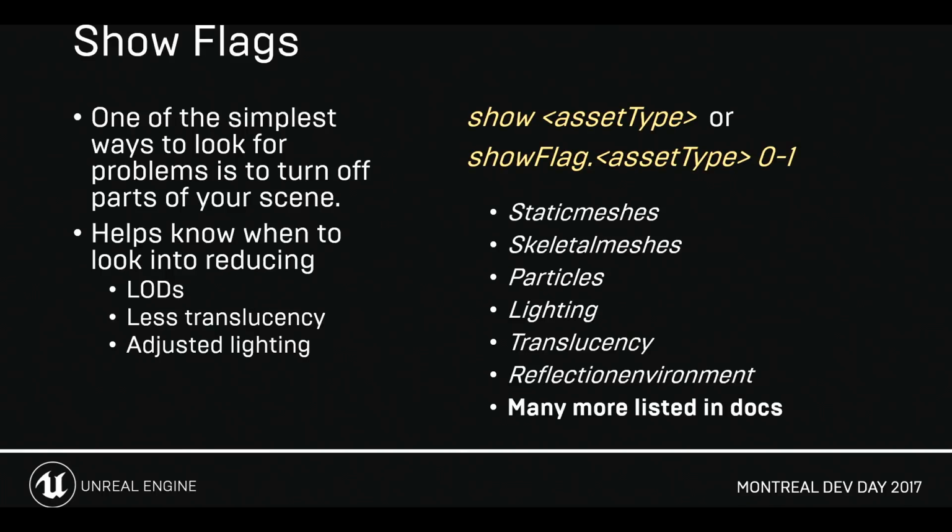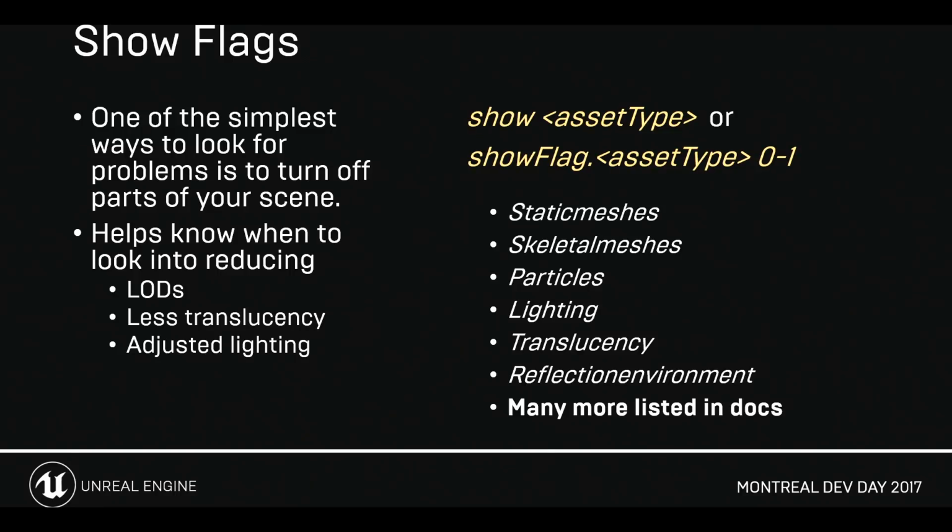I'm often surprised at how often this is overlooked, but this is actually a really cool way to diagnose issues that you might have or different bottleneck locations. You can just turn things on and off in your scene. So you've got some commands for show or hide things like static meshes, skeletal meshes, and so on. Another common one that I didn't even list is instanced foliage. So you can just do show instance foliage.